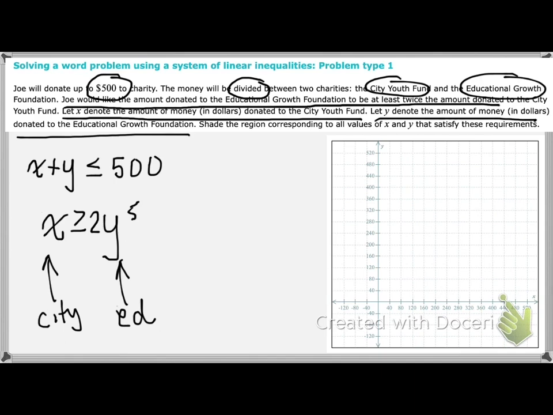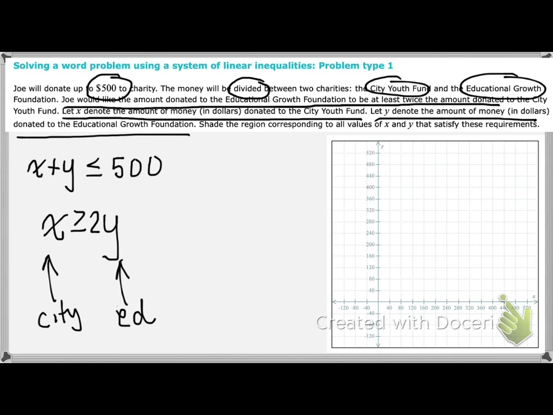So that may be the tricky part for some students, to come up with an inequality from that statement. If you have trouble with it, use numbers like I did there. I just said, all right, well, what if it were 50? And then work off of that. What if I had 50 in the Education Fund? Well, that would mean I'd have 100 in the City Fund, and that'd be twice as much. 101 would be more than twice as much. So you can usually work things out numerically.